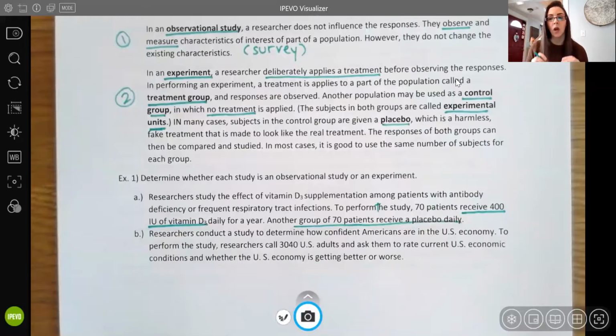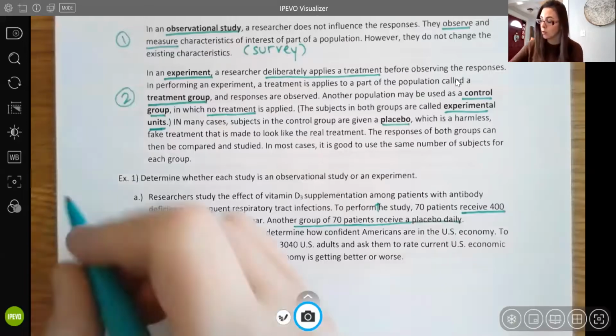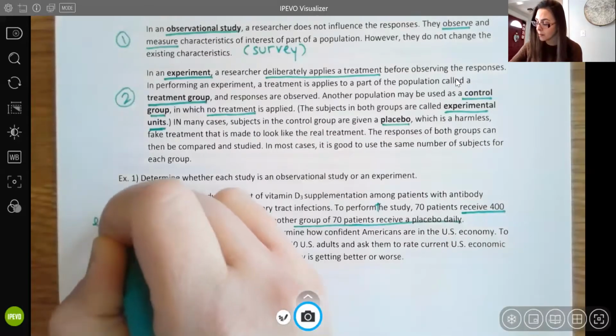So those researchers are becoming part of that study, right? They're trying to change things. They're trying to influence it, right? They're giving one group a vitamin and the other group not a vitamin. That's an experiment. So here we have an experiment.